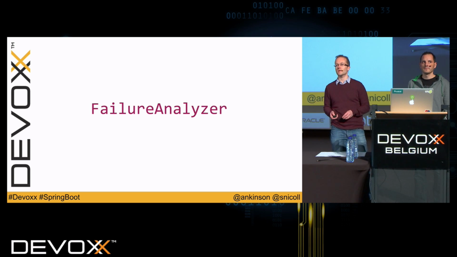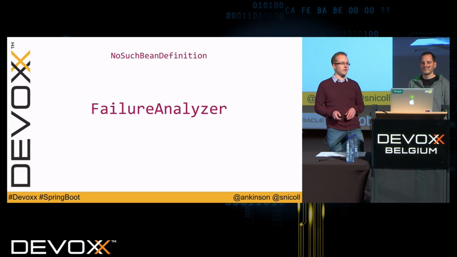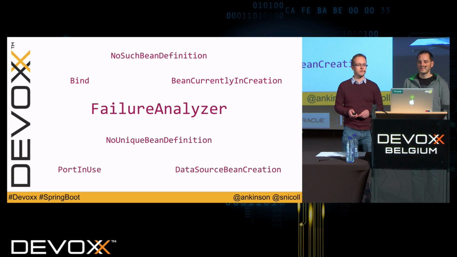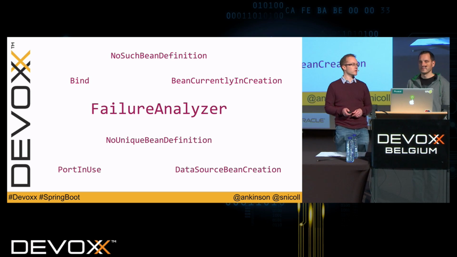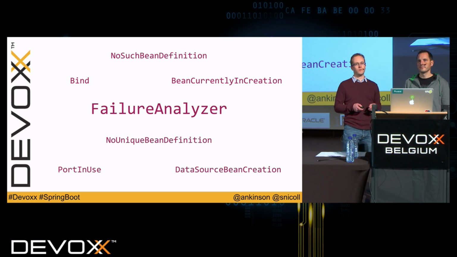So rather than just throwing a stack trace in your face, we try to extract the useful information from that stack trace and present it in a more consumable form, and maybe make a hint or suggestion as to what you can do to fix the problem. There are a bunch of failure analyzers available out of the box in Spring Boot. So, no such bean definition. I think we saw that earlier when we were working on the hello auto config and the bean wasn't there. So we got the nice little message saying there's no bean of this type available.